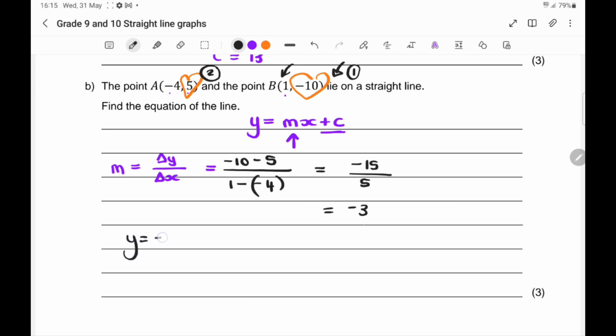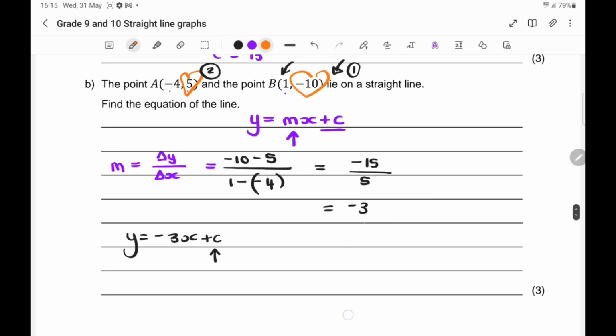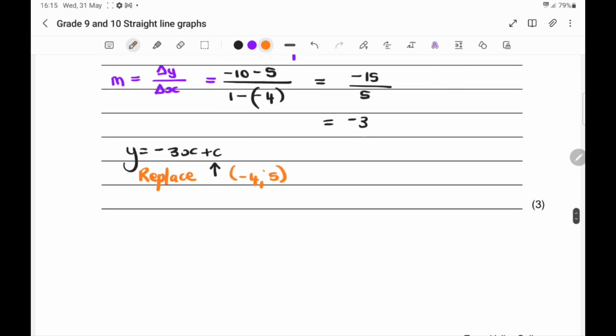So go and fill it in. -3x plus c. And now to get c's value, we're going to replace a coordinate. Which one? Let's try this one, -4, 5. It doesn't matter. You can go and replace both and you'll see that you get the same answer the whole time. So y is 5 and x is -4.